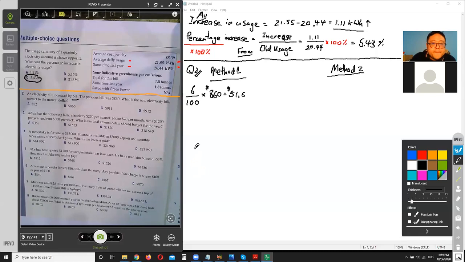The new electricity bill, so 860 plus $51.60. Good. Do you get it? Does that make sense? $911.60. Yeah, it does.